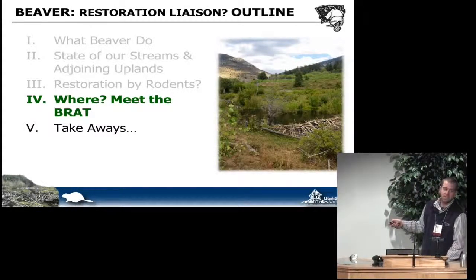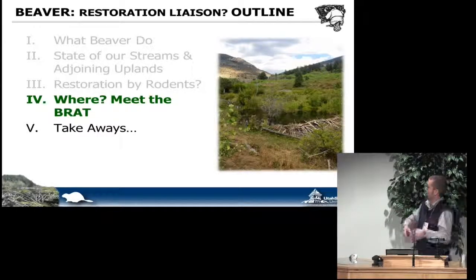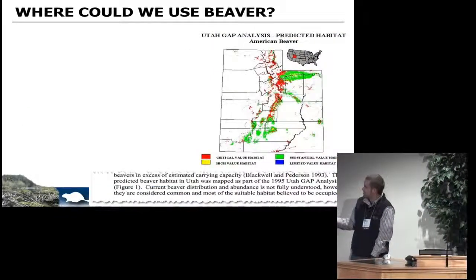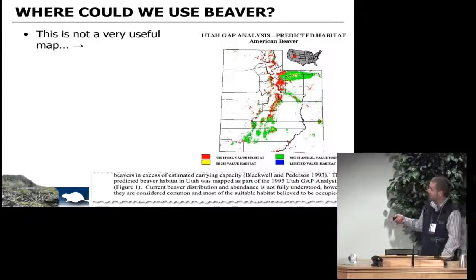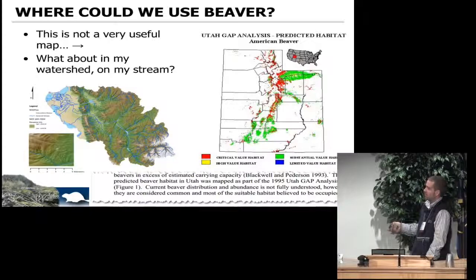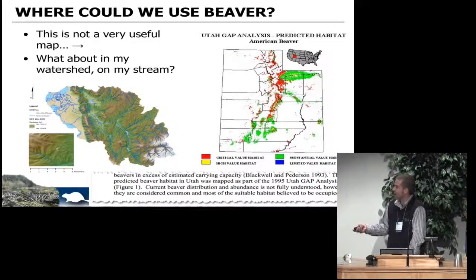But where do we do this? Where are the places we can do this? Incised streams are harder. There's other streams that are easier, but where? Well, there's maps that exist like this, and where could we use beaver? I would argue this is not a really useful map, because when it boils down to it, you're going to be looking in your watershed, in your stream, and you want to know where some of these things are actually going to work.